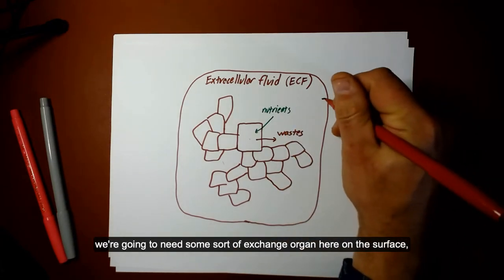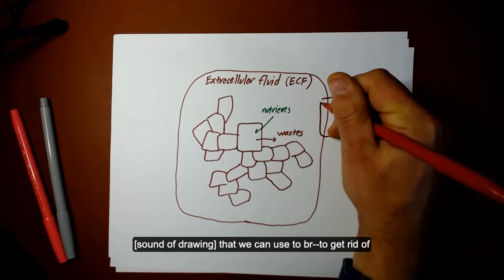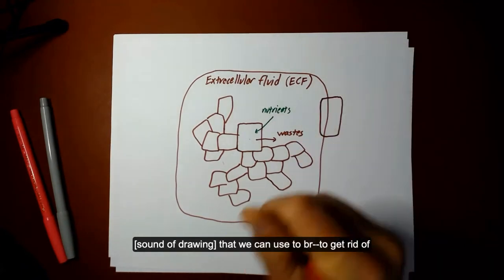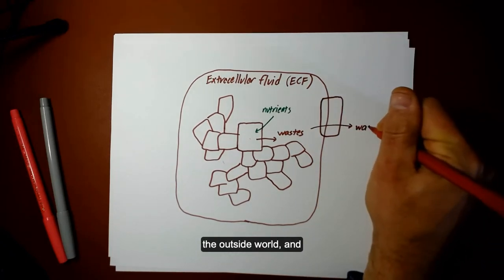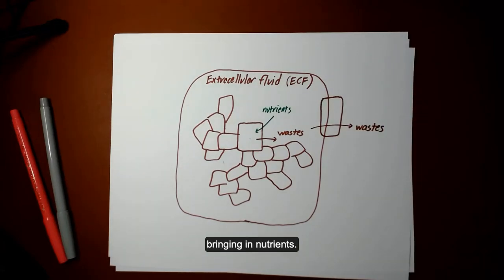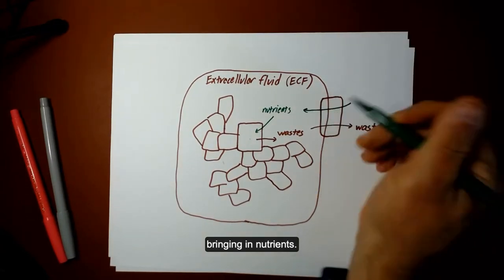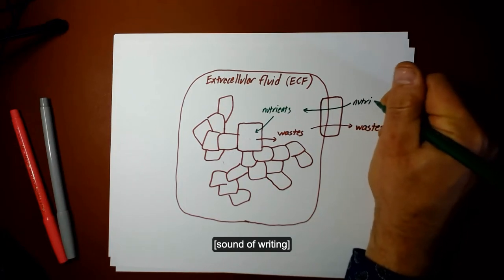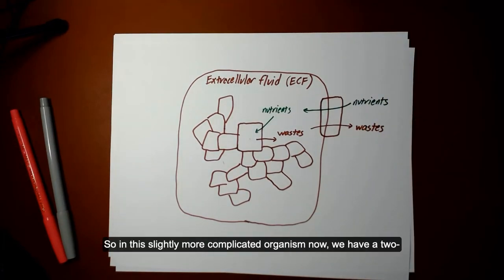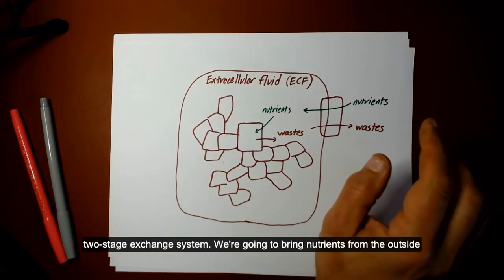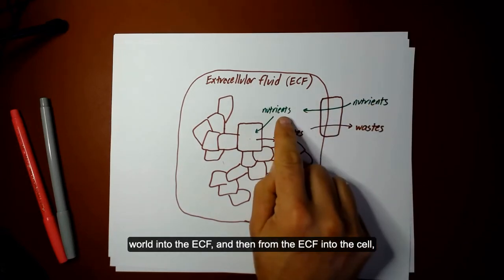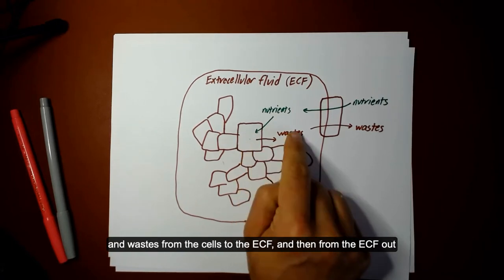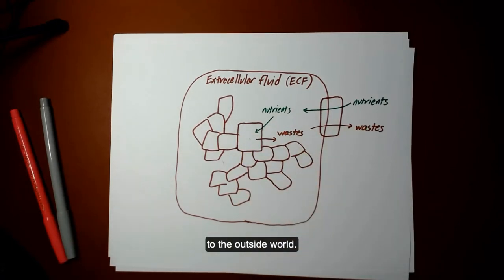which means we're going to need some sort of exchange organ here on the surface that we can use to get rid of wastes coming out into the outside world and bringing in nutrients. So in this slightly more complicated organism, we have a two-stage exchange system. We're going to bring nutrients from the outside world into the ECF, and then from the ECF into the cells, and wastes from the cells to the ECF, and then from the ECF out to the outside world.